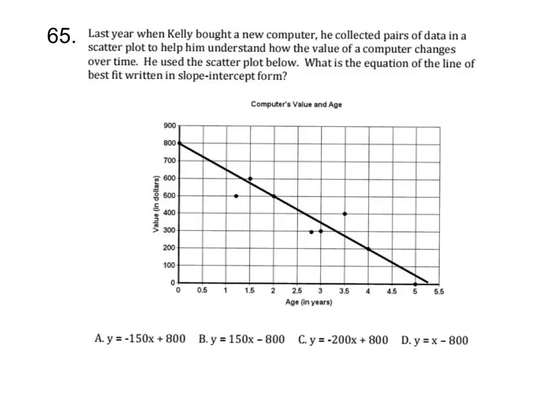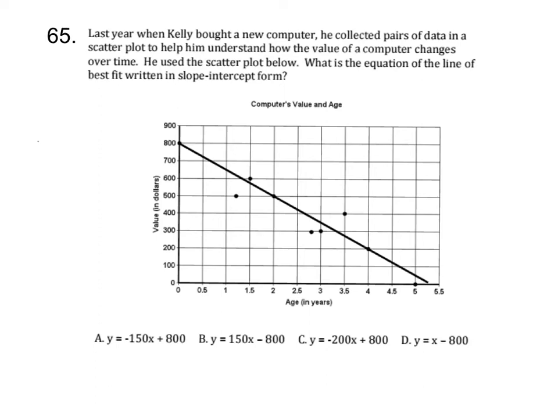All right, last one. Last year, Kelly bought a new computer. He collected pairs of data in a scatter plot to help him understand how the value of a computer changes over time. He used the scatter plot below. What is the equation of the line of best fit written in slope-intercept form? So he's actually drawn in the line of best fit, and we've got to come up with the equation. Okay, so what are the 2 things we need? We need m, we need b.